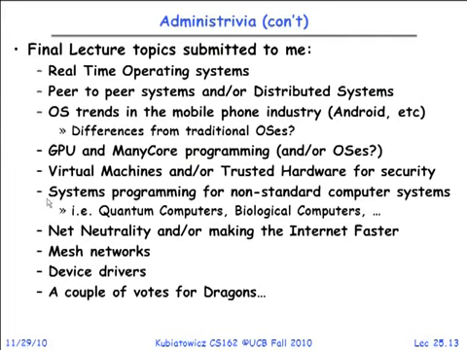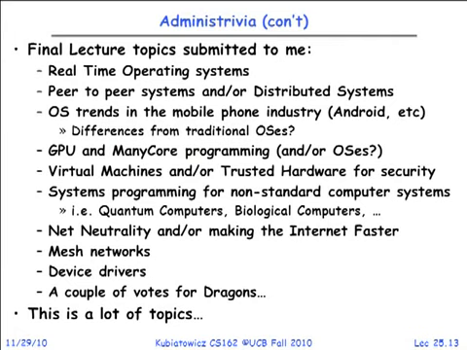Questions about net neutrality or making the internet faster, mesh networks, device drivers, a couple of votes for dragons. It's a lot of topics. Probably what I'm going to have to do is narrow them down. So if anybody has any strong votes for any of these, let me know. I mean, how many people would like to hear about real-time operating systems? Okay, a few of you. How about peer-to-peer systems or distributed systems?